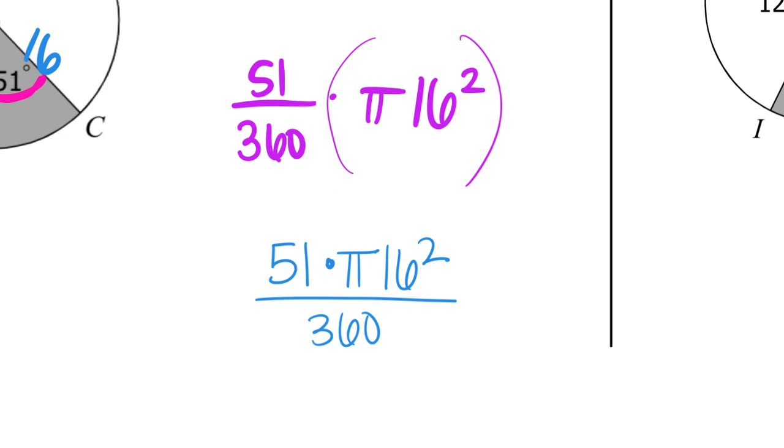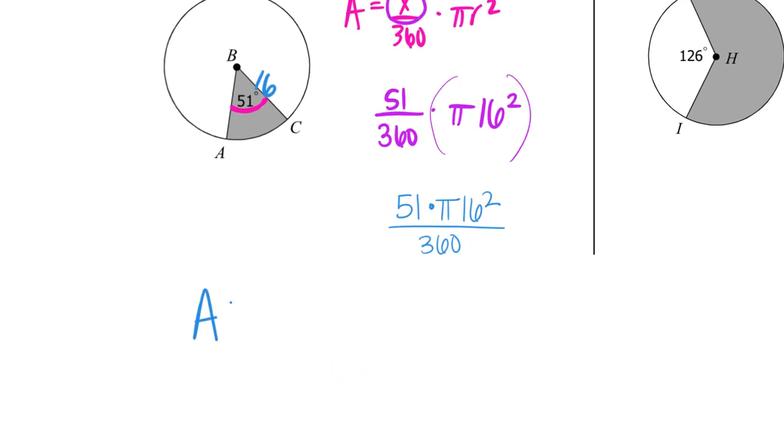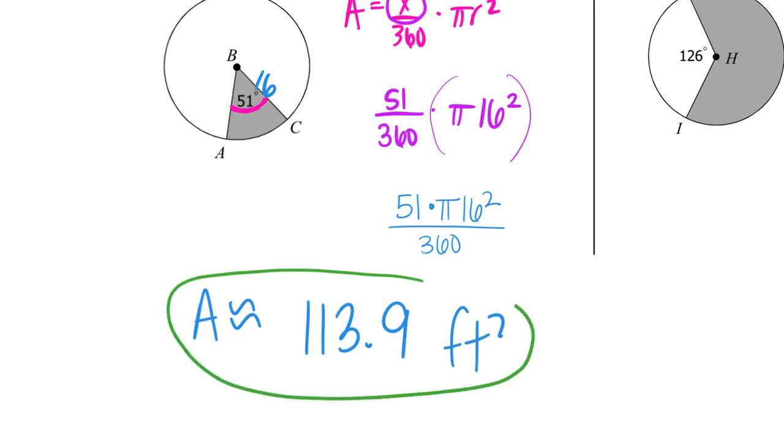So you could do 51 times this, hit enter in your calculator, and then you just divide by 360. If you do this correctly, you should be getting approximately 113.9, and I want you to actually do it. So take a minute right now, take that calculator. I want you to type this in until you can get this as an answer, because if you don't know how to type these in correctly, you're not going to be able to get the right answer. Okay, so you can either use the fraction button or you can do it in 2 steps like this.